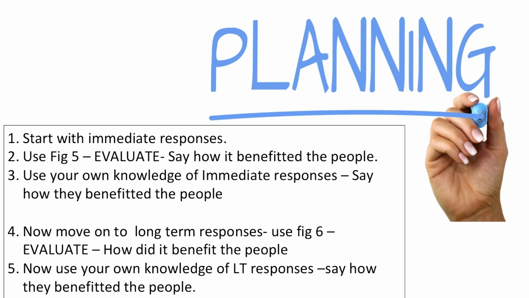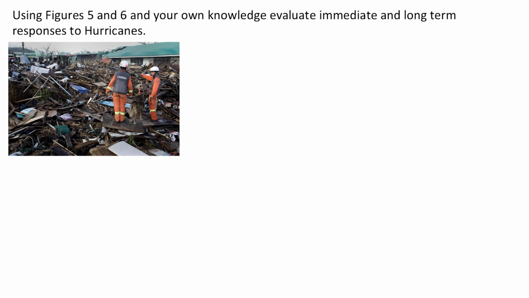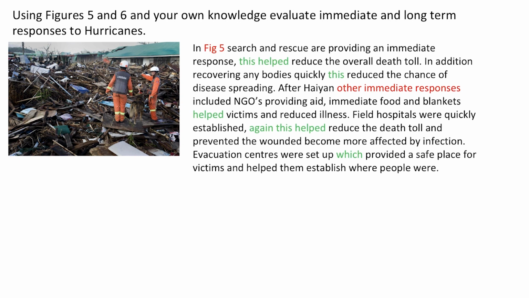Let's take a look at a response. Using figures 5 and 6 and your own knowledge, evaluate immediate and long-term responses to hurricanes. In figure 5, search and rescue are providing an immediate response. This helped reduce the overall death toll. In addition, recovering any bodies quickly, this reduced the chance of disease spreading. After Haiyan, other immediate responses included NGOs providing aid, immediate food and blankets helped victims and reduced illness.